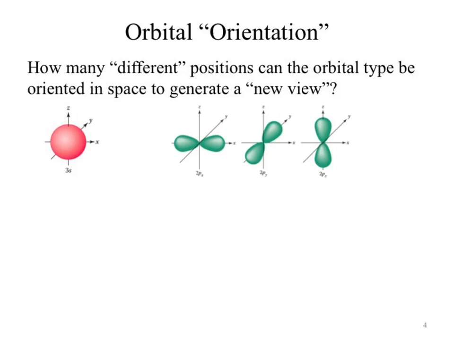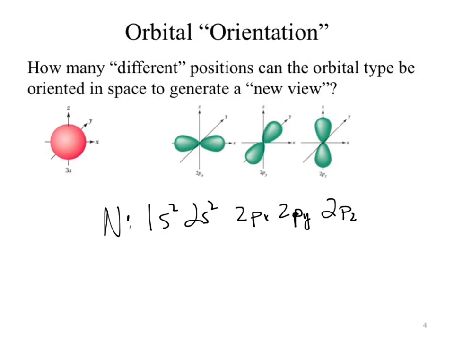So if we go through and try and draw out our nitrogen, what am I trying to draw? Nitrogen, right? We've got our 1s2, 2s2, and then we could go through and say 2px, 2py, 2pz, to specify all of those extra orbitals.